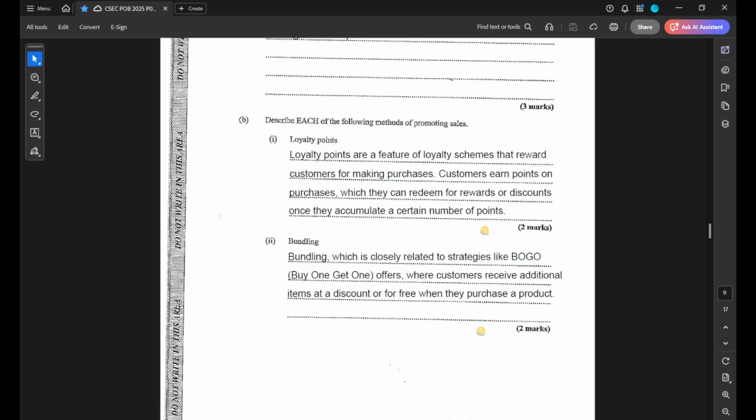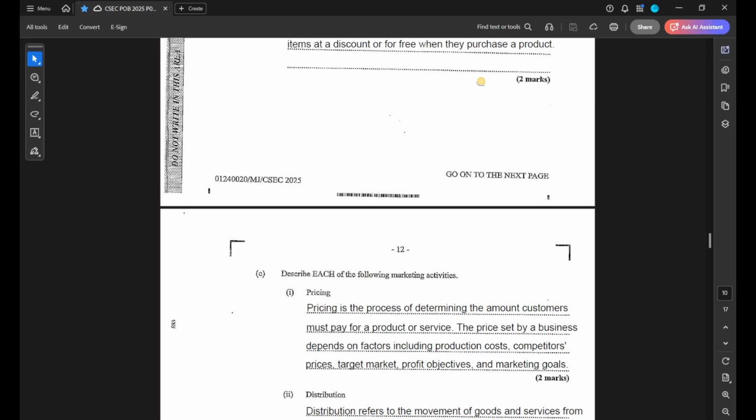Part C, describe each of the following price marketing activities. We have pricing. Pricing is the process of determining the amount customers must pay for a product or service. The price set by a business depends on factors including production costs, competitors' prices, target market, profit objectives, and marketing goals. And that is for 2 marks.